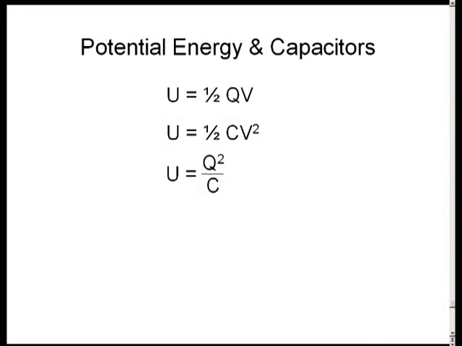So here are the formulas for potential energy stored inside the capacitors. There are 3 different versions. The first 2 are on your AP sheet, and the last one you can make by substituting the Q = VC formula into one of these 2 formulas.